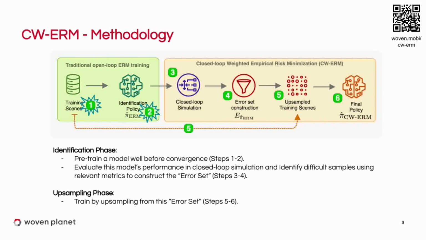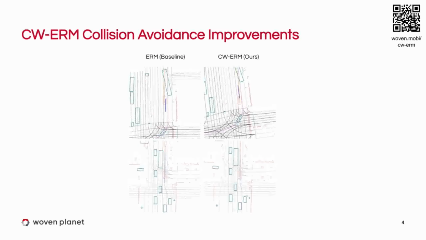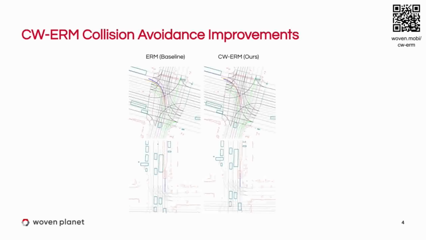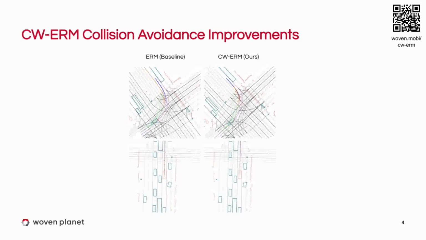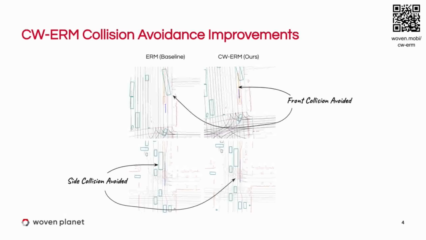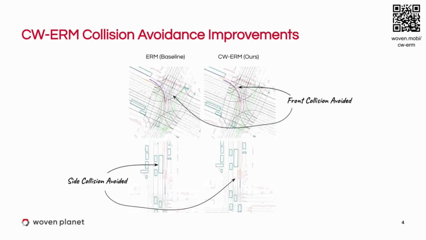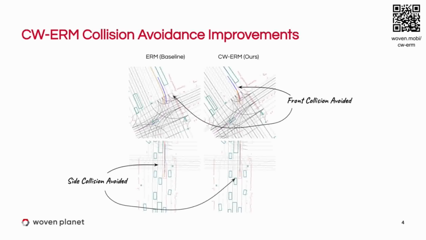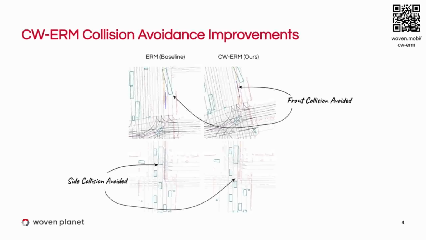In the identification phase, a traditional behavior cloning policy is trained well before convergence. Using a closed-loop evaluation simulator, difficult samples are constructed as the error set, and in the upsampling phase, a model is trained with this set upsampled. After the upsampling experiments, we see up to 35% improvement in collision avoidance metrics. Here are some examples of improvements by our candidate on the right, avoiding front and side collisions, showing subtle behavior changes. If you would like to learn more, please stop by our poster.